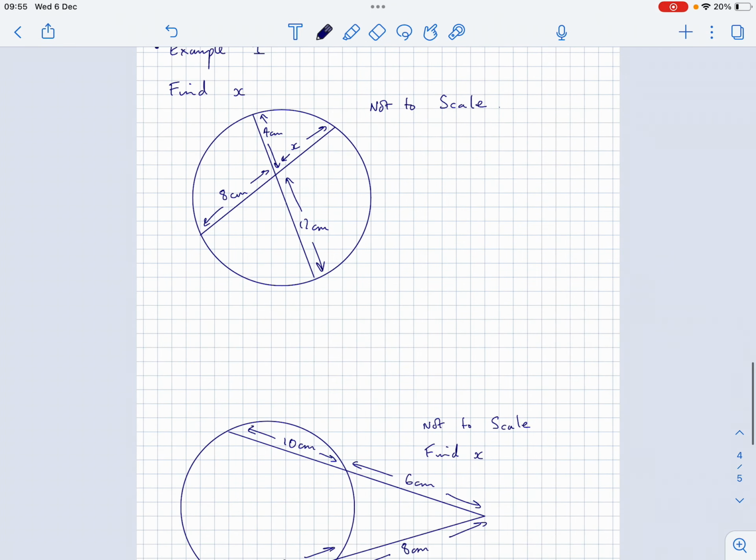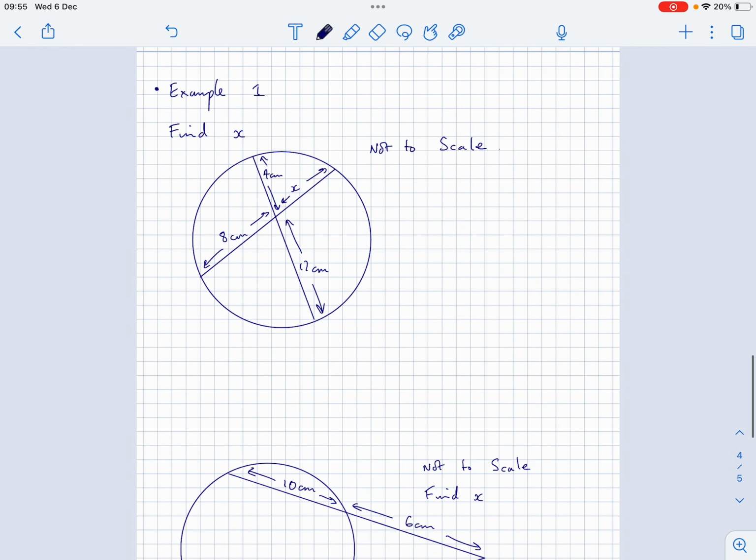So what would that look like in terms of an example? Well, here I'm going to do 4 times by 12 because they're the two sides here of my intersecting chord, and that has to be equal to 8 times by x. So I end up with 48 equals 8x, so x has got to be equal to 6 centimetres. Okay, so pretty simple really. You're just timesing the two sides of the chord together and they have to be equal.